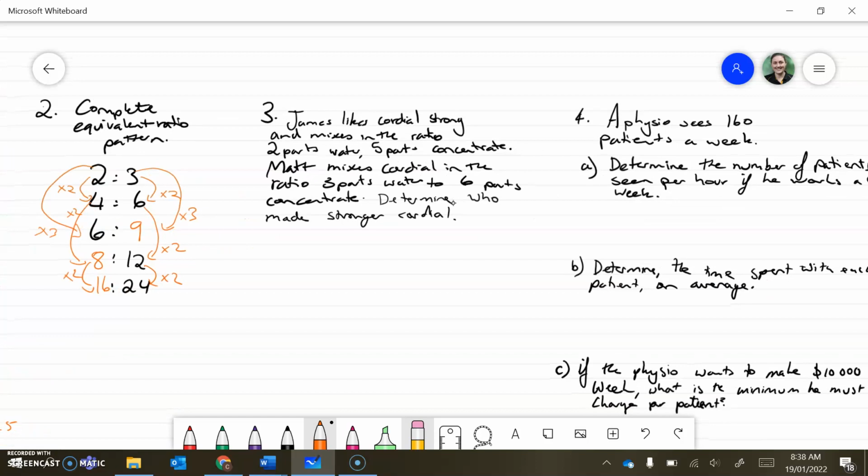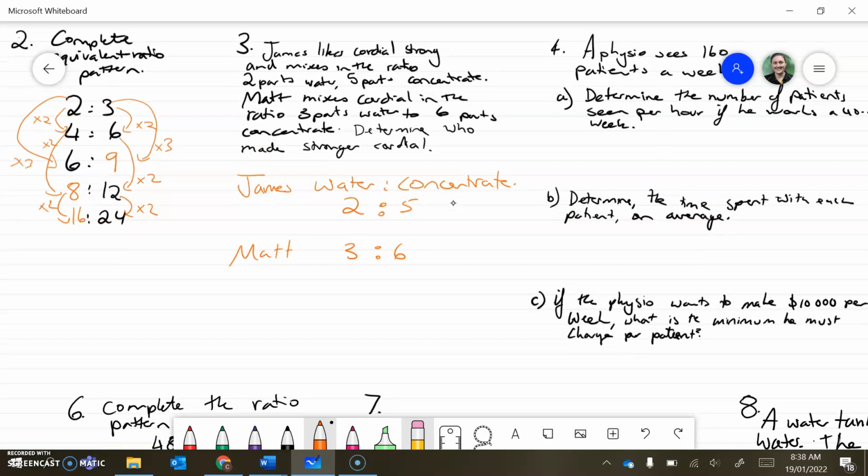Okay, example number 3. James likes strong cordial and mixes a ratio in the format of 2 parts of water to 5 parts concentrate. So I'm just going to write the ratio down straight away. So he mixes 2 is to 5. Matt also mixes cordial, but his ratio is 3 parts of water to 6 parts concentrate. We want to know who made the stronger cordial.